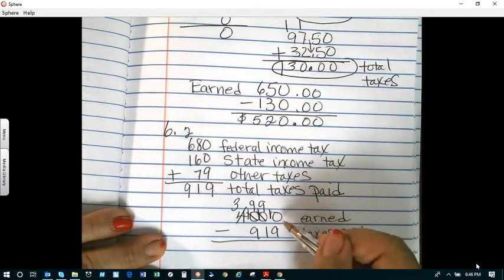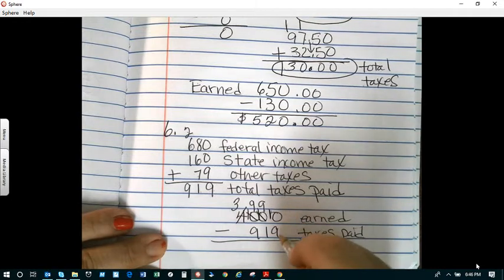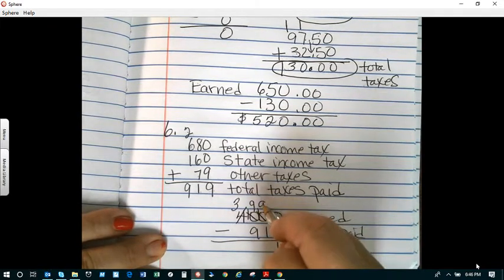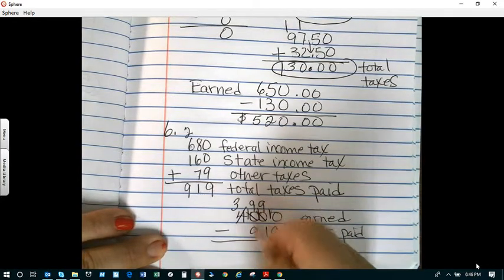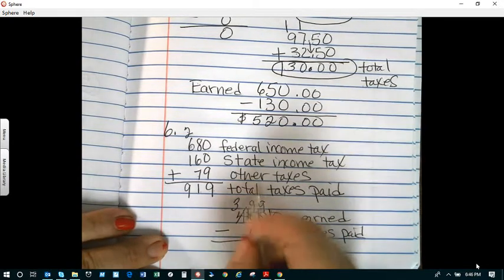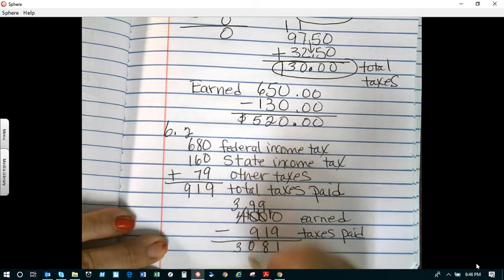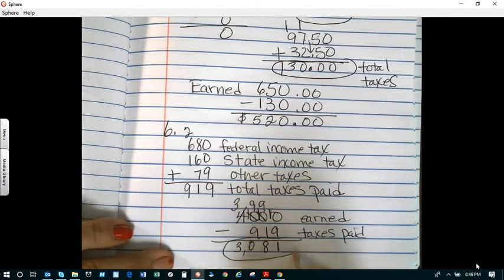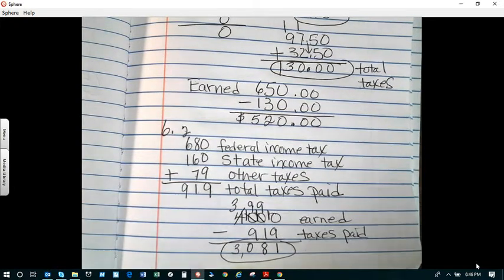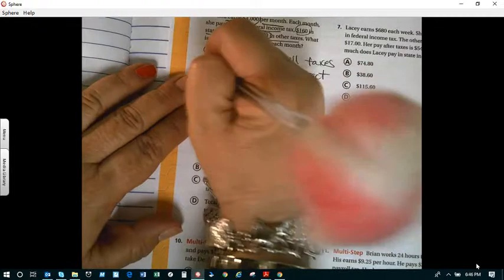So now I have a group of 10s. 10 minus 9 equals 1. 9 minus 1 equals 8. 9 minus 9 equals 0. And 3 minus 0 equals 3. And so the total pay for that month is $3,081. And so the answer here is going to be B.